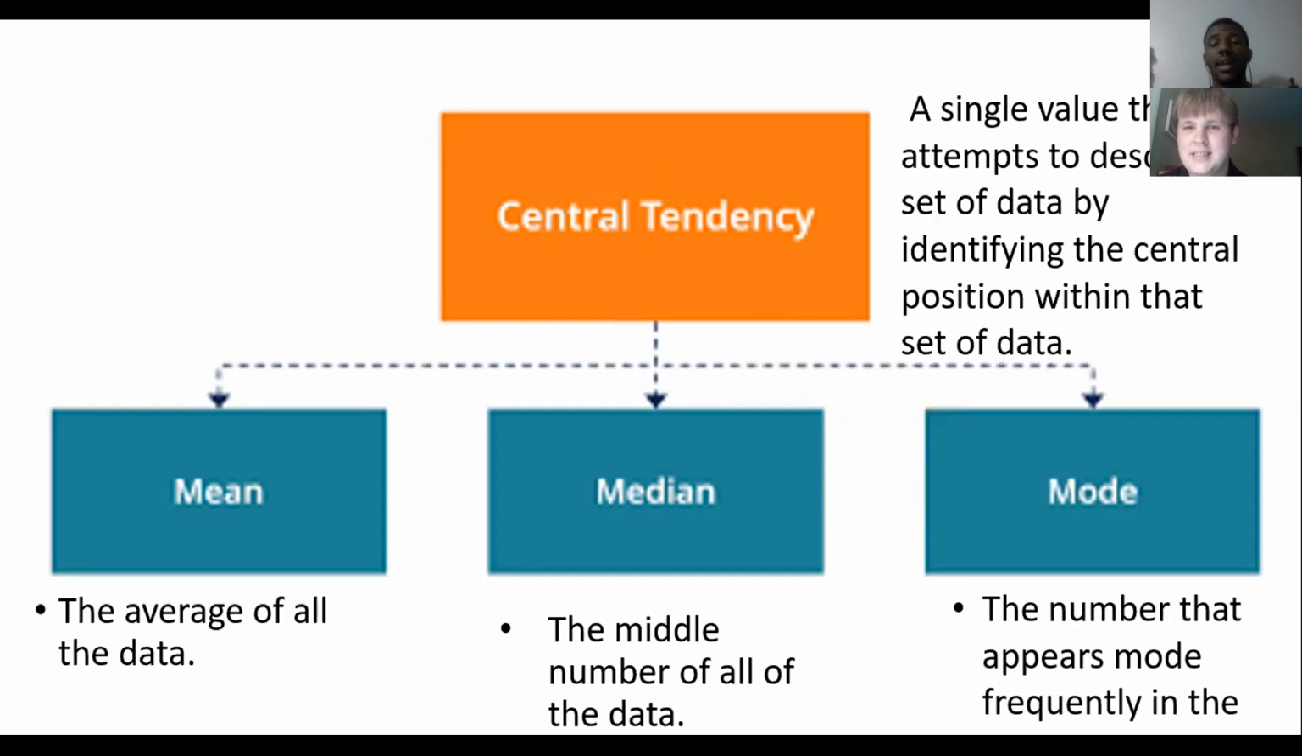And then the mode is the number that appears most frequently in your set of data, which will be the number that shows up most of the time.